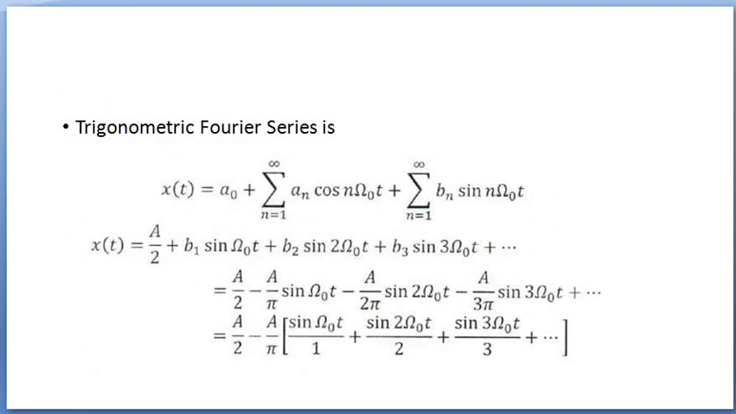So substitute the trigonometric Fourier coefficients in the formula. X of t equals a naught plus summation n equal to 1 to infinity a n cos n omega naught t plus summation n equal to 1 to infinity b n sin n omega naught t. Here, substitute the a naught, a n and b n values in x of t. So x of t equals a by 2 plus b1 sin omega naught t plus b2 sin 2 omega naught t plus b3 sin 3 omega naught t. Substitute the b1, b2 and b3 values to get the trigonometric coefficients. Here the an value is 0, so the term is removed.